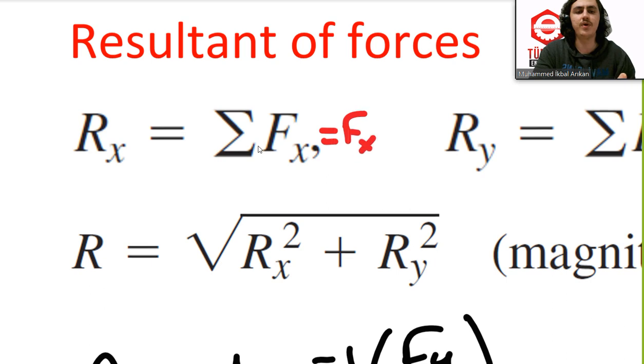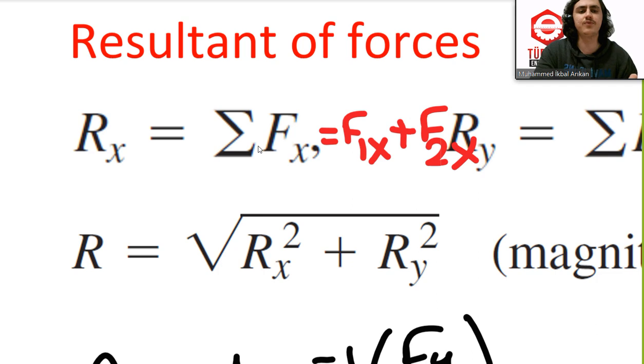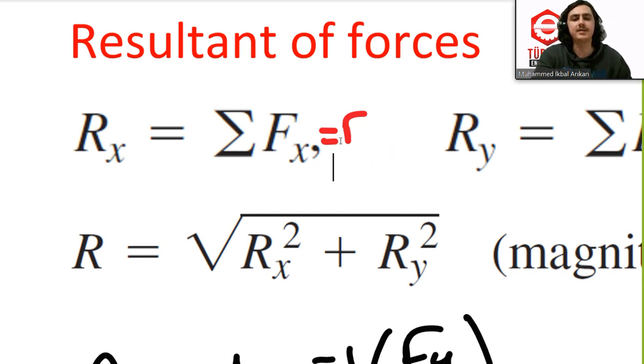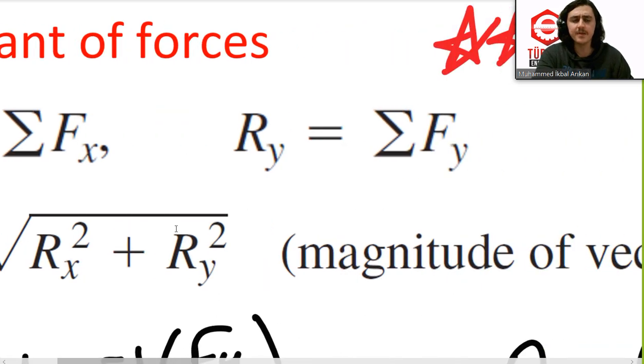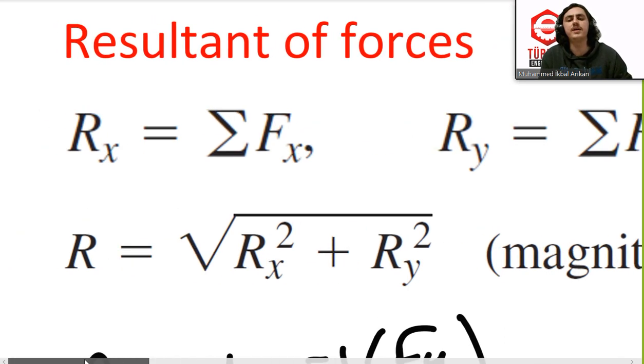That means Fx1, actually F1, which is the first force acting on the body in the x direction, plus F2, which is the second force in the x direction, and the third force, like this. So when you add all forces which are acting on the x-axis, you will get the resultant force in the x. That means the net force in the x. What about the resultant force in the y? When you add all forces which are acting on the y-axis, you will get the summation of all forces in the y. That means the resultant force in the y.